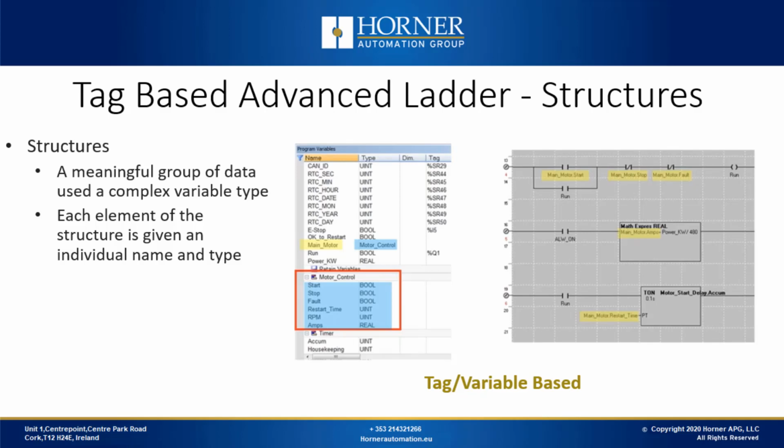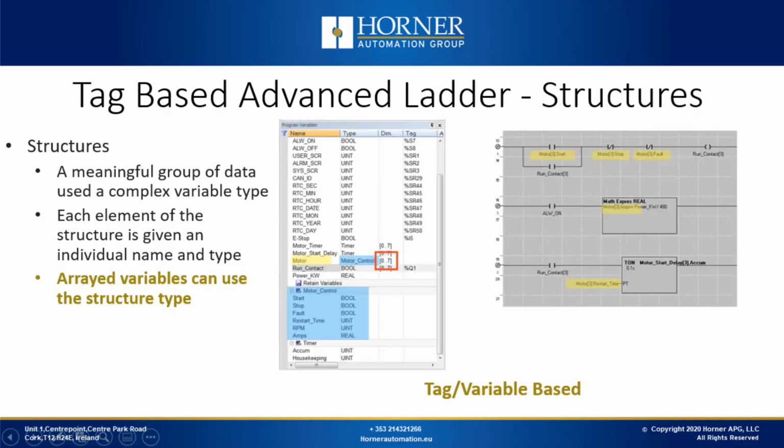So again, structures can be very useful, as they can be reused over and over again, and they can be used with both regular variables and array variables. So as you can see here, we have an arrayed variable, motor, of type motor_control, which is dimensioned 8 times, from motor sub 0 to motor sub 7. If you look to the graphic on the right, you can see when calling these arrayed variables, we use motor sub 3.start and motor sub 3.stop, referencing the fourth motor in the arrayed variable.